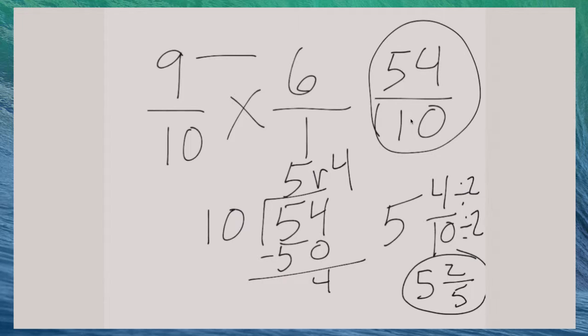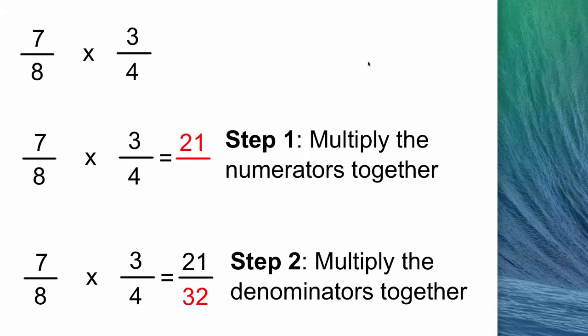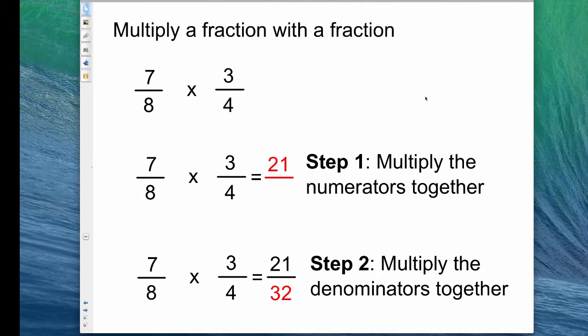Let's go back and we're going to take a look at how to multiply fractions with other fractions. When we multiply fractions with fractions, we actually don't have to do the first step that we would with a whole number. We don't have to put a 1 underneath anything. In this particular example, 7/8 times 3/4, I'm going to start out with step 1 being multiply the numerators together.